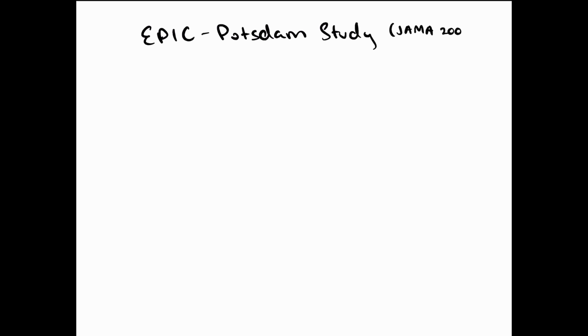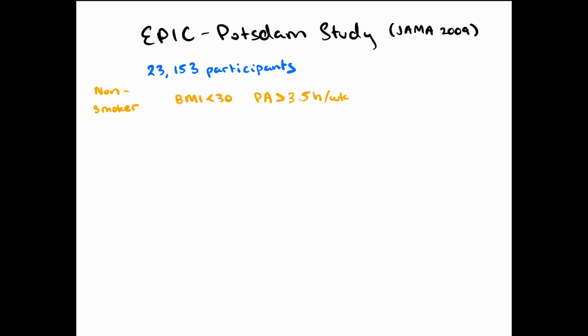The EPIC Potsdam study aimed to quantify exactly how much we are reducing our risk of chronic disease by following healthy lifestyle considerations. They identified 4 healthy lifestyle factors in the study of 23,153 participants, aged 35 to 65 years. These are non-smoking, a BMI of less than 30, physical activity of more than 3.5 hours per week, and a diet index greater than median. Participants who followed none of these 4 were adjusted to a hazard ratio of 1.